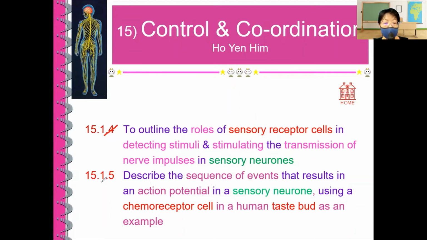Then after that, we're going to look at one example of the sensory receptor cells. So describe the sequence of events that results in an action potential in a sensory neuron using the chemoreceptor cell in the human taste bud as an example. That means once there are some tastes, how is it that the chemoreceptor is able to receive this stimulus? How does it convert it so that it can send an electrical impulse through the sensory neuron to our brain so we know what we are eating?